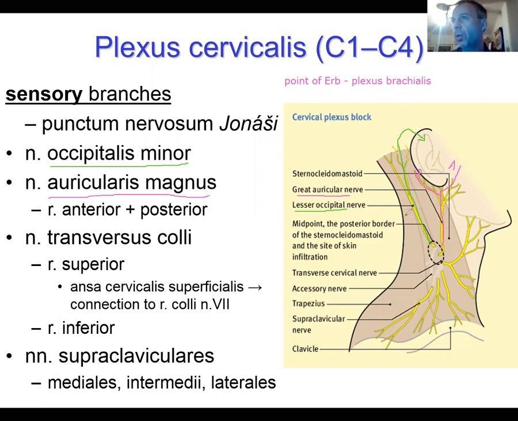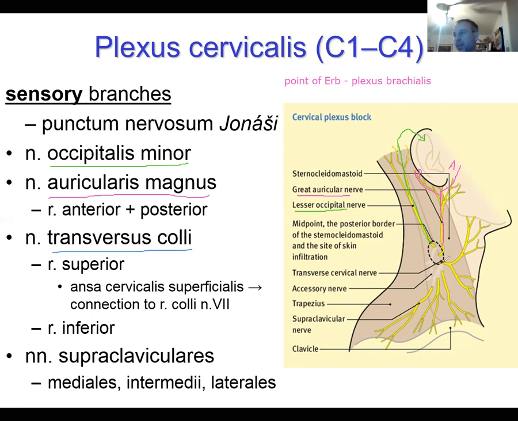The great auricular nerve is also used in clinics for transplant of the facial nerve, in case we have to remove the parotid gland due to a tumor and the facial nerve is harmed. You can use this great auricular nerve as a transplant or as a graft for the facial nerve to replace it. Then we have the transverse cervical nerve.